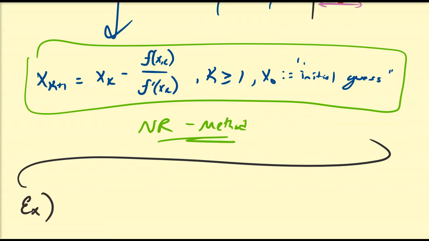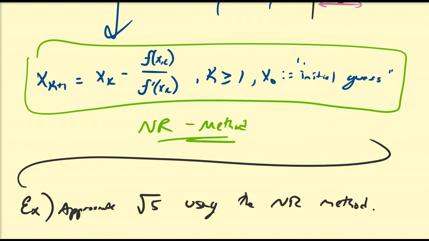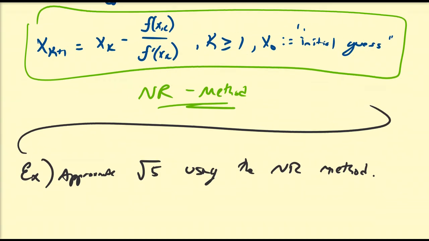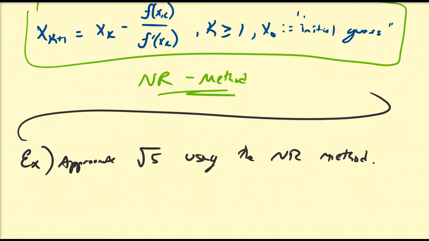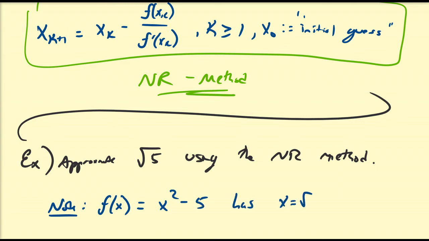So, example: let's approximate the square root of 5 using the Newton-Raphson method. Sometimes these problems establish some level of accuracy that we want. I'm just going to leave that open for discussion purposes. So to begin, note that the function f of x is equal to x squared minus 5 has x equal to the square root of 5 as one of its roots.